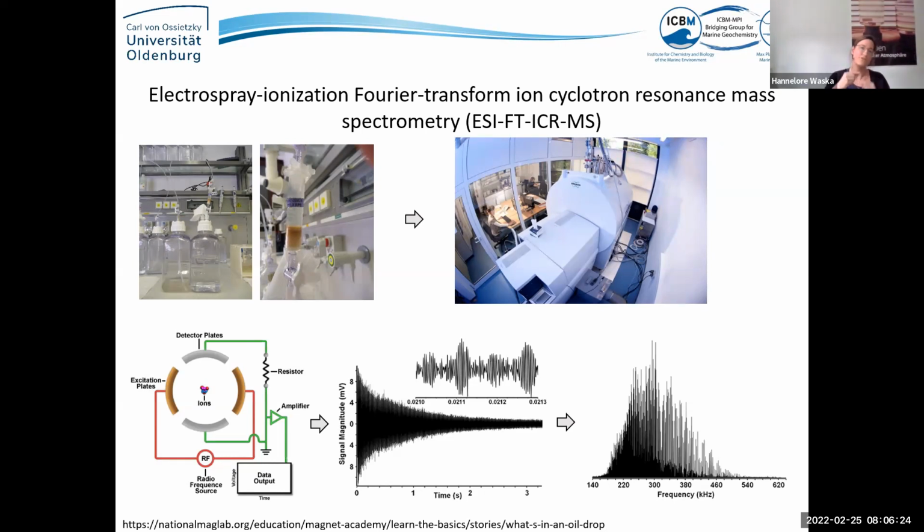So the smaller molecules rotate faster, the bigger ones rotate slower. And this rotation is then detected, and it's Fourier-transformed, that's why we have this name, into a frequency plot. And that can then be calibrated into a mass spectrum. So that's how we get our DOM mass spectrum. And if you want to learn more about this, I recommend this great website from which I took all these figures as well, which is here in the bottom of the slide.